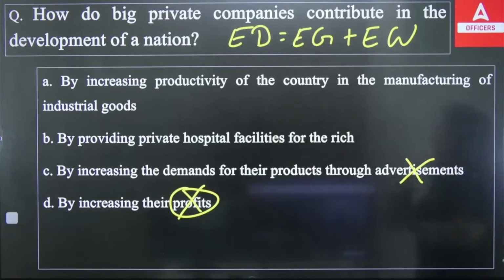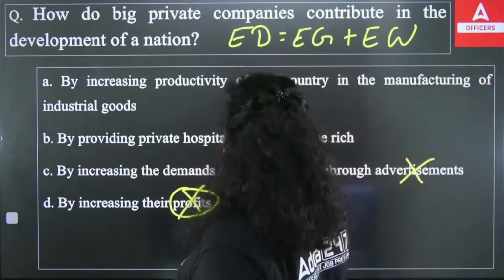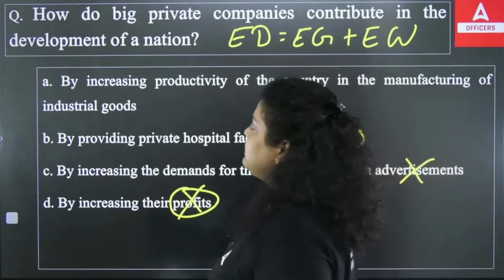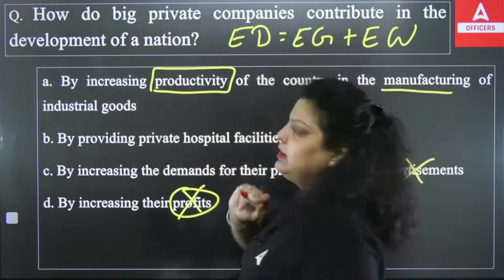You have to promote the positive changes in the country. The third one, or the B one, is saying by providing private hospital facilities for the rich. What kind of development is it? No, obviously not. The first is saying by increasing the productivity of the country in manufacturing of industrial goods.